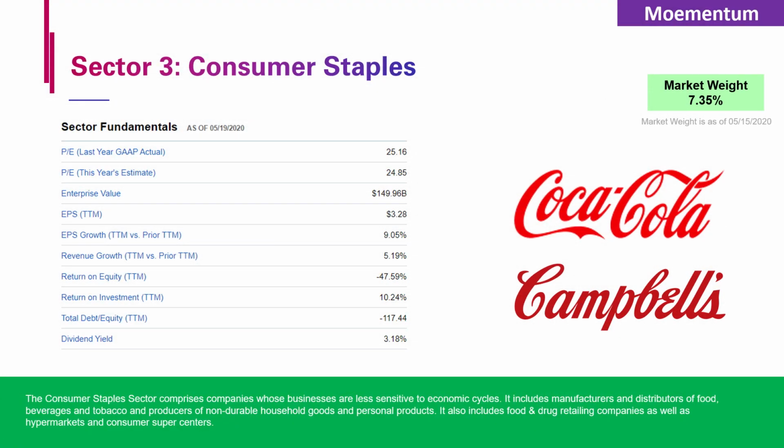Next sector is consumer staples. Here we have companies such as Coca-Cola and Campbell's Soup. The dividend yield is slightly higher than the previous sector at 3.18%. As for return on equity, this sector is doing poorly, sitting at negative 47.59%.